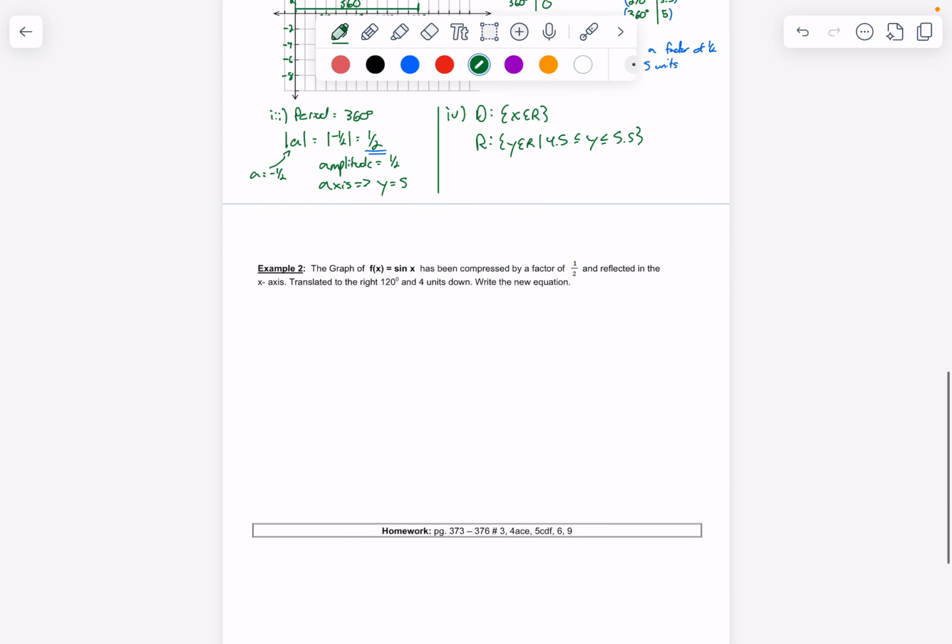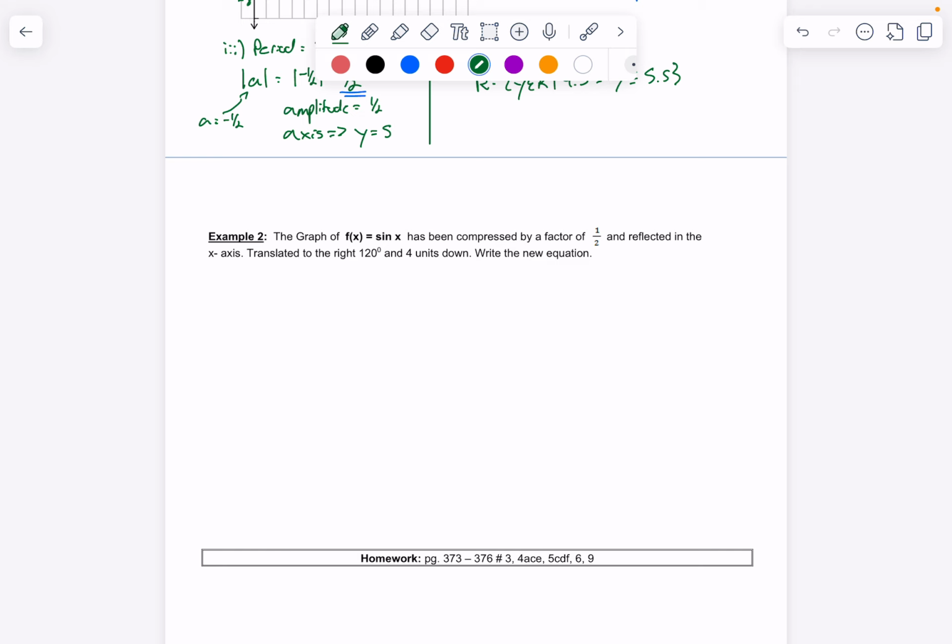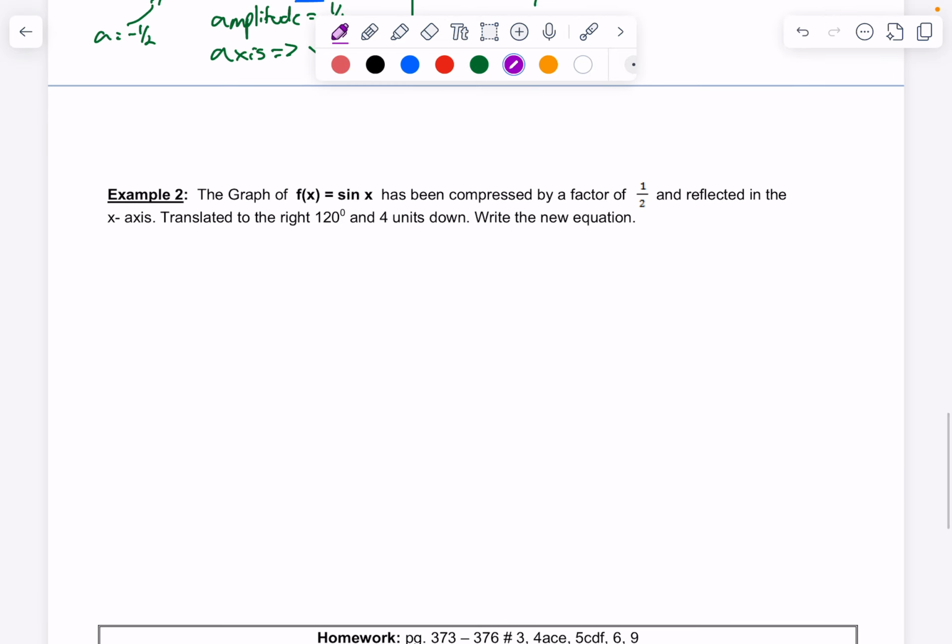Last example. The graph f of x equals sine x has been compressed by a factor of 1/2, reflected over the x-axis, translated to the right 120 degrees, and 4 units down. Write the new equation. Okay, so we have a reflection, so that tells you your A is negative. You have a compression, so that says your A is 1/2. So just based off those two values, I can start by writing f of x is 1/2, but negative sine.